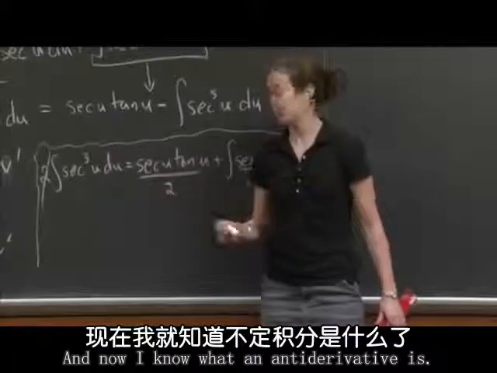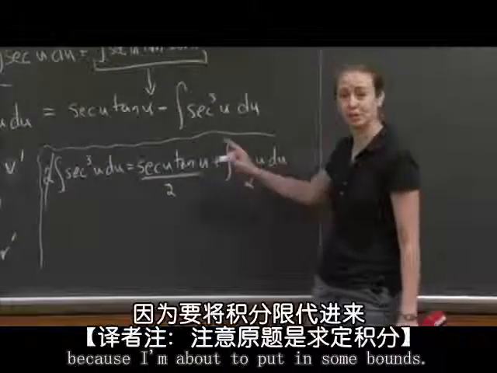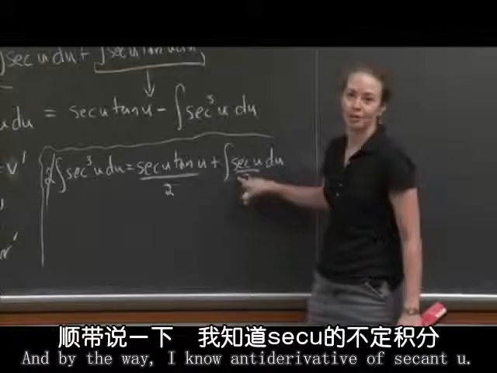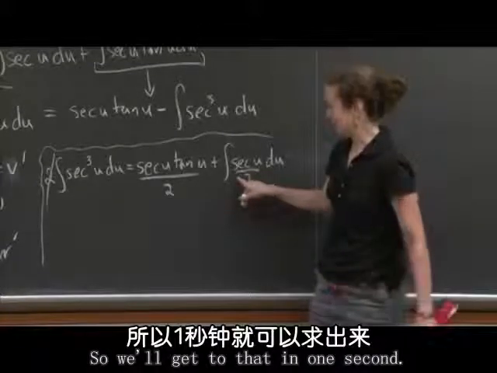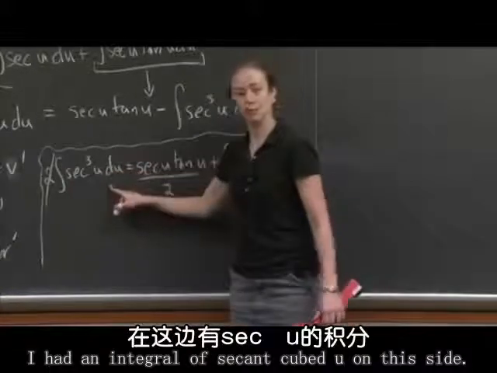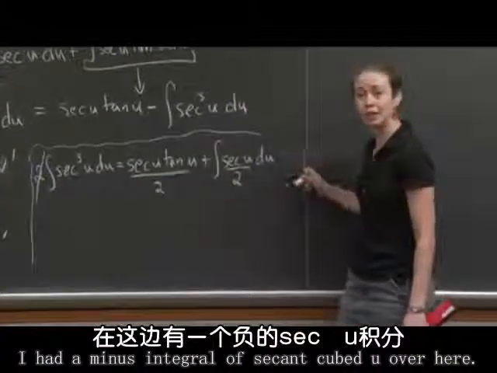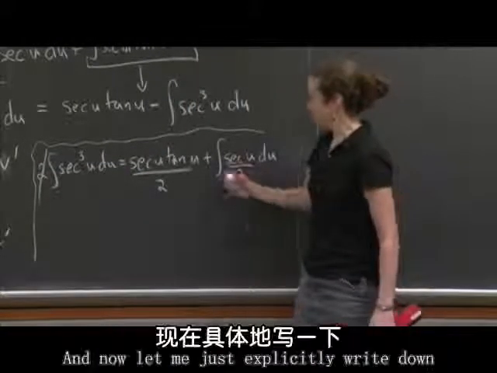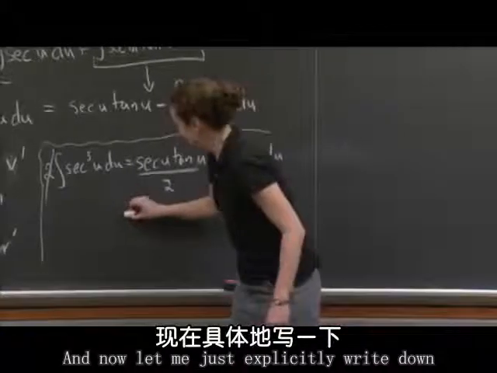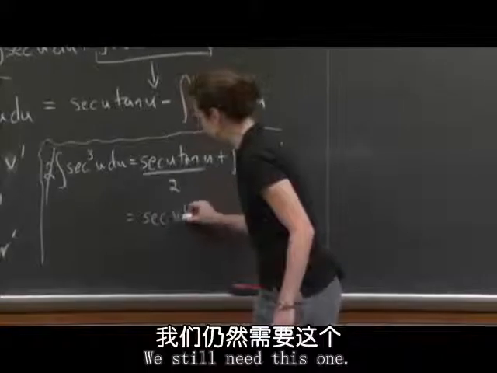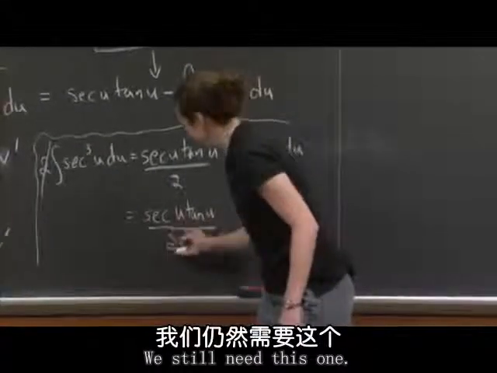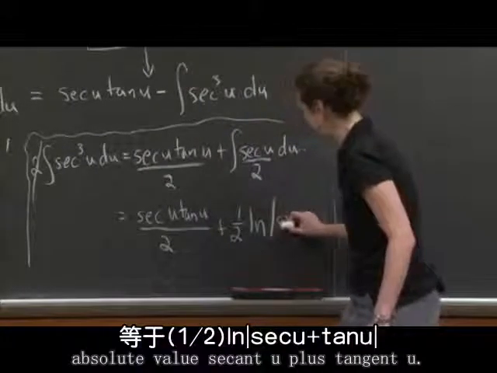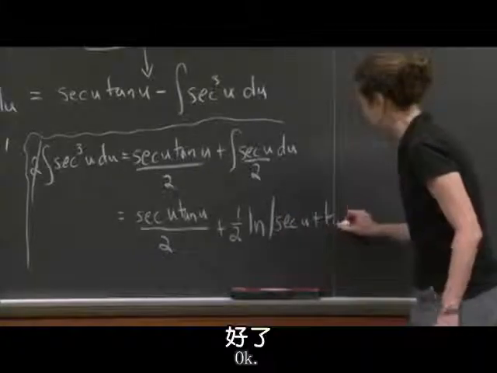And now I know what an antiderivative is. Notice I haven't put in the plus c because I'm about to put in some bounds. By the way, I know the antiderivative of secant u, so we'll get to that in one second. But hopefully everyone follows. I had an integral of secant cubed u on this side. I had a minus integral of secant cubed u over here. I added it to the other side. It gave me two of them. So then I just divided by 2. Now let me explicitly write down the last thing we need. We still need this one. And this is going to be one half natural log absolute value of secant u plus tangent u.